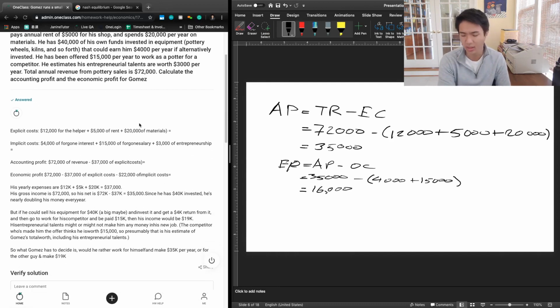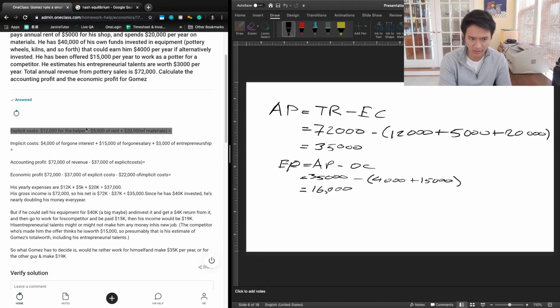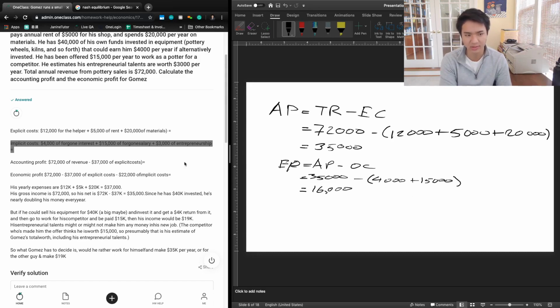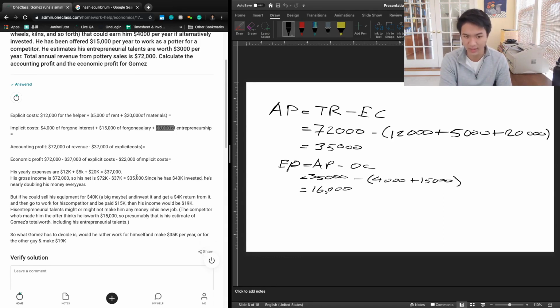So let's take a look at the previous tutor's answers, right? We came up with accounting profit of $35,000 and economic profit of $16,000. The first thing that the previous tutor says is they identified the explicit costs: $12,000 for the helper, $5,000 for rent, and $20,000 for materials. So that's what we did here as well. Their implicit costs are $4,000 of foregone interest, $15,000 of foregone salary, and $3,000 of entrepreneurship. Again, I'm not sure about that $3,000. We might make a note of that in the explanation for why we didn't include that.